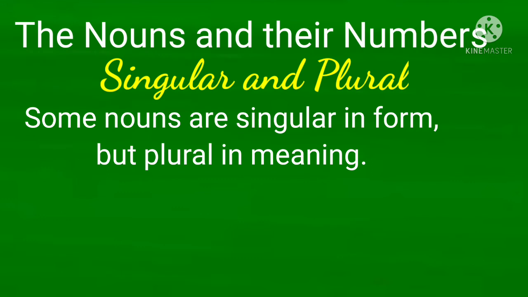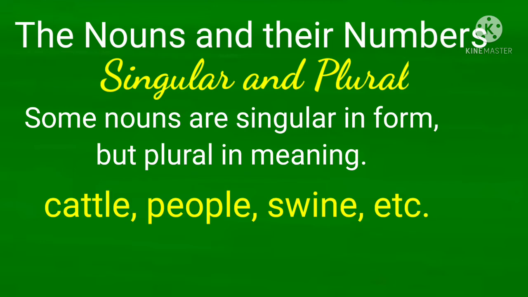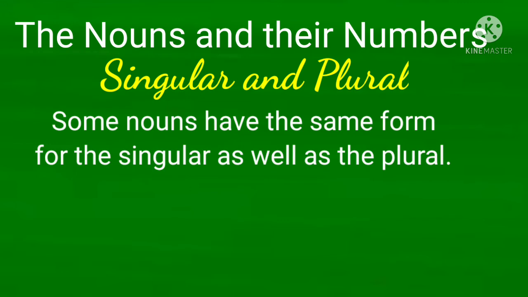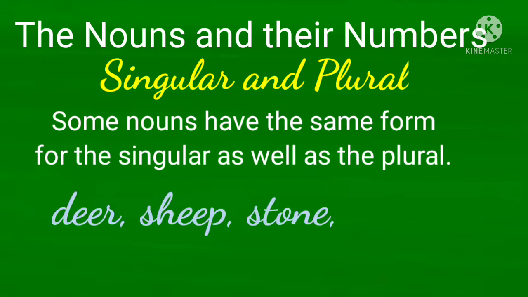Some nouns are singular in form but plural in meaning. The common nouns like cattle, people, swine, etc. Some nouns have the same form for the singular as well as the plural. Deer, deer. The same word is used as singular and plural. Sheep, sheep. Stone, stone. The same word becomes singular and plural.